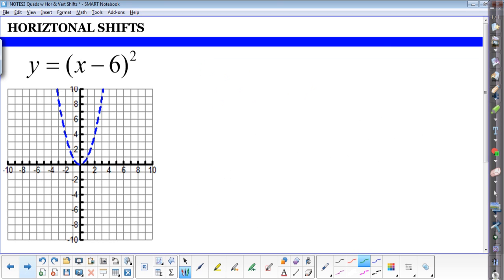What do you notice about this problem? Here, my number is being subtracted on the inside of the squared. So if it's on the inside of the square, if you remember your rules, that shifts it to the right 6. So here's my parent function right here in blue. I'm going to go to the right 6. So my vertex is at 6, 0.